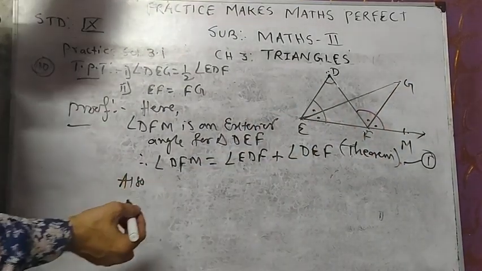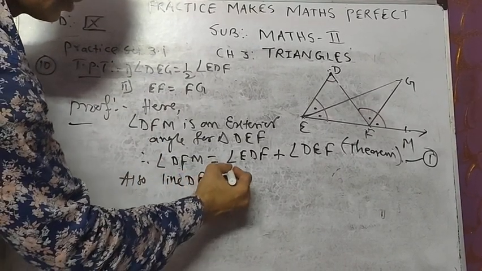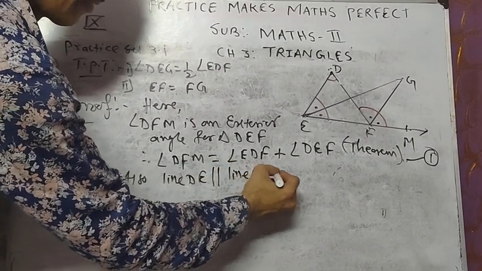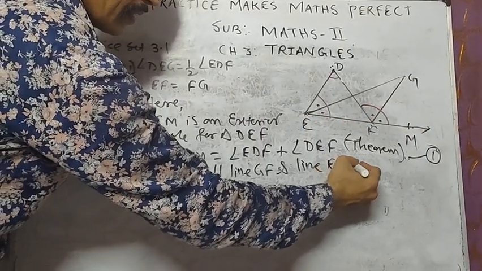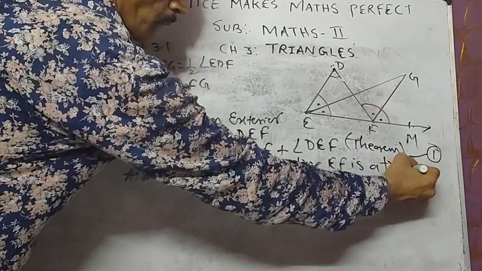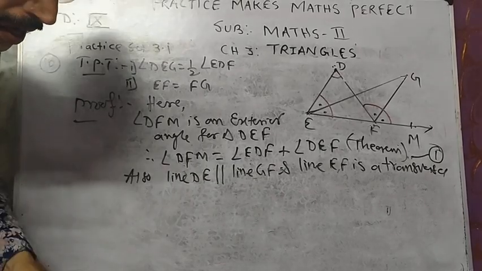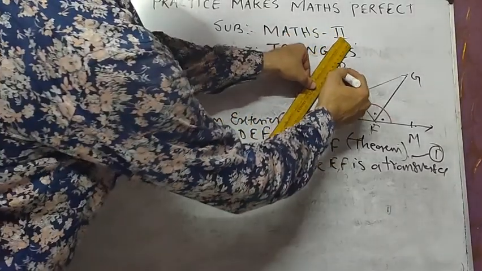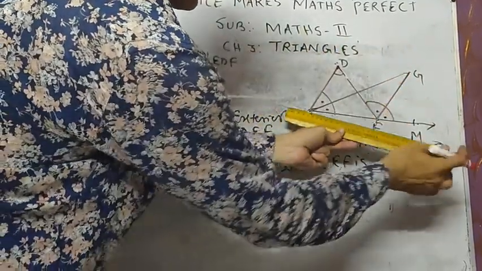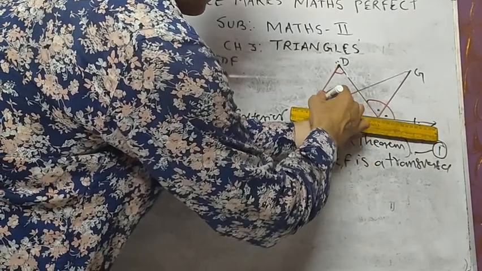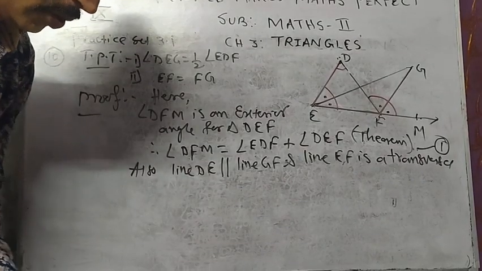Also, line DE is parallel to line GF. This is given in the question. Also, line DE is parallel to line GF and line EF is a transversal. This is your transversal. Two lines are parallel.